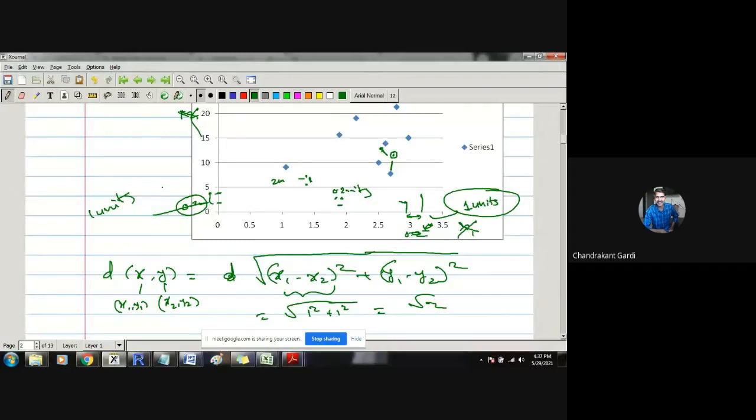But we have to be cautious that 1 unit is a very large distance when the entire data is spread from 1 to 3. Compared to that, a difference of 1 unit is quite large. But on the y-axis, when your entire data is spread from 0 to 30, 1 unit is a very small quantity. Unfortunately, when we are using this Euclidean formula, we are treating all differences in the same way. We are not considering the range of that particular data.